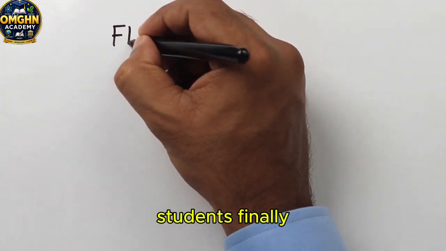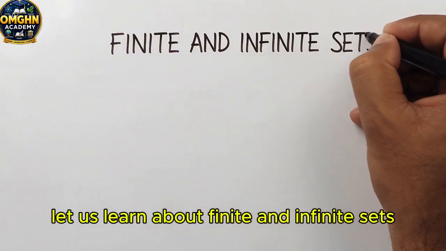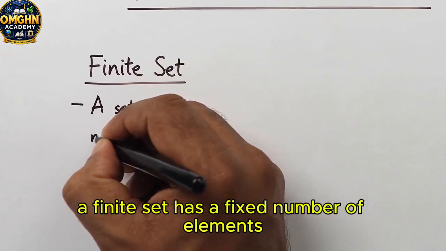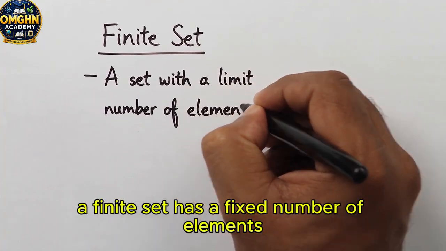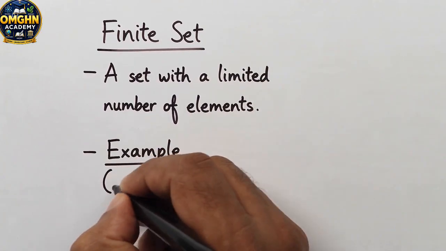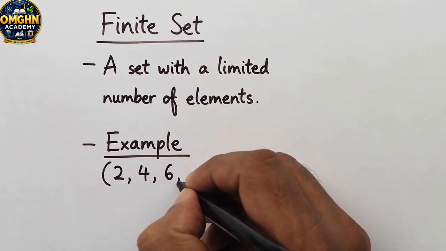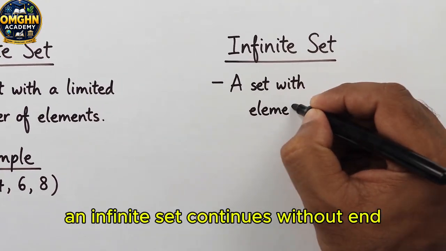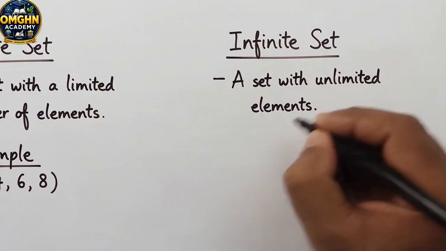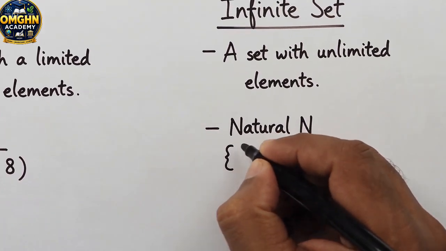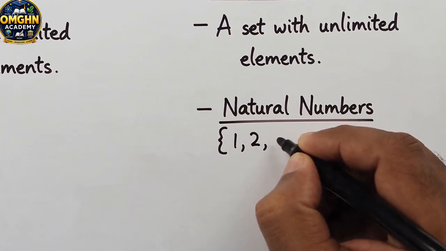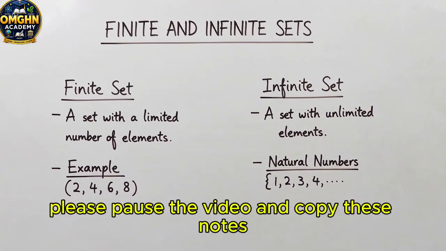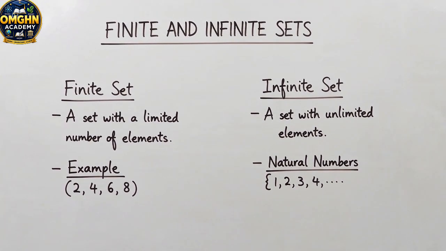Students, finally, let us learn about finite and infinite sets. Observe the difference carefully. A finite set has a fixed number of elements. An infinite set continues without end. Please pause the video and copy these notes.